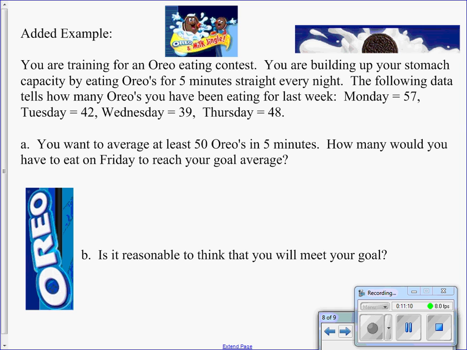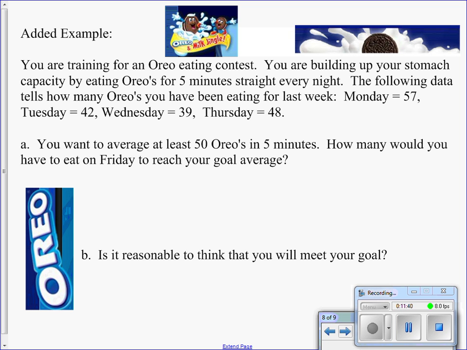All right, you will have a problem like this on your homework. You're training for an Oreo eating contest. Sounds like fun. You're building up your stomach capacity by eating Oreos for 5 minutes straight every night. The following data tells how many Oreos you've been eating for the last week. You ate 57 on Monday, 42 on Tuesday, 39 on Wednesday, and 48 on Thursday. You want to average at least 50 Oreos in 5 minutes. How many would you have to eat on Friday to reach your goal average?